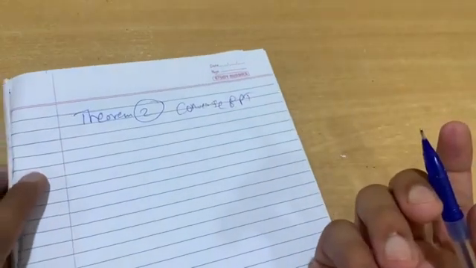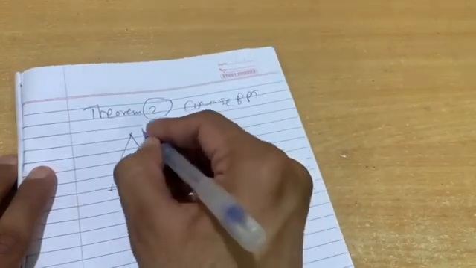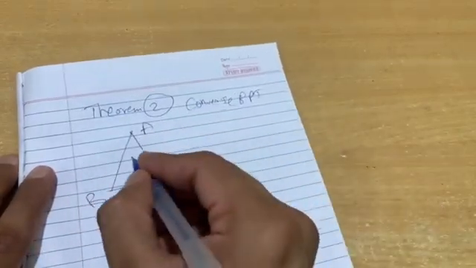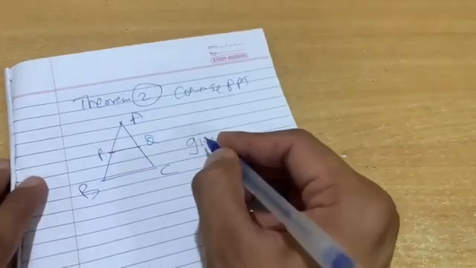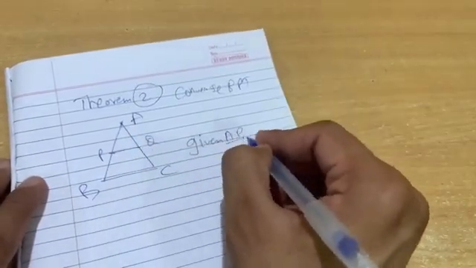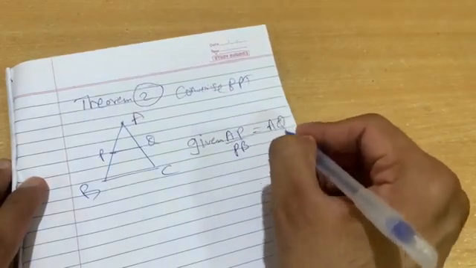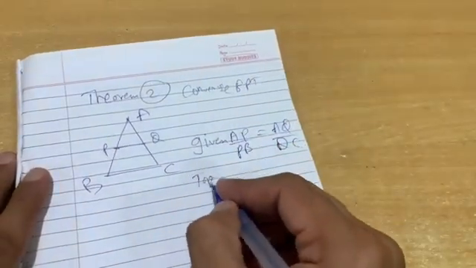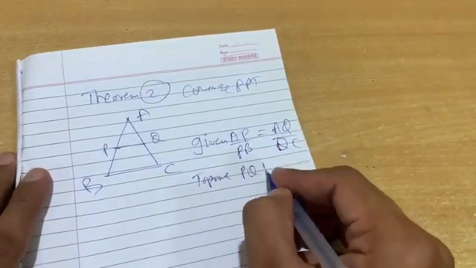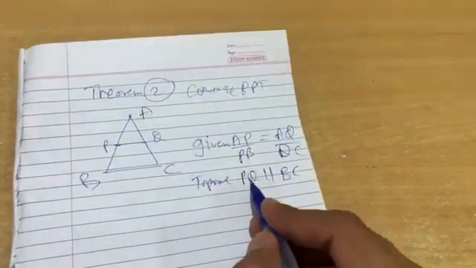Now the converse of BPT is where we can say the opposite thing. If ABC is a triangle and PQ is a line such that AP upon PB is equal to AQ upon QC, they are proportional. Now it will be inverse. If this is there, then we can say PQ will be parallel to BC. This will also be true.